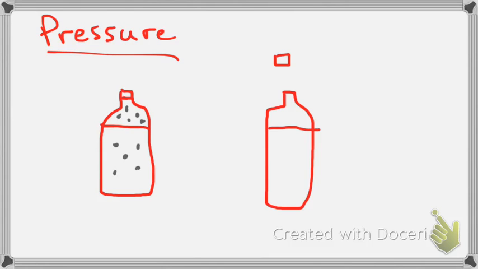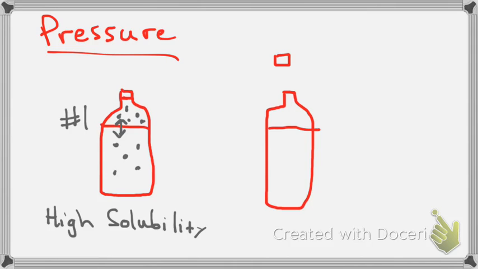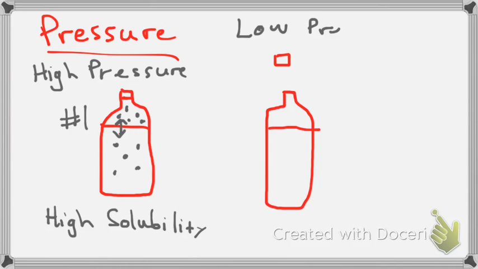Okay. On the other hand, with this first bottle, bottle number 1, the solution is going back and forth, but there's a high solubility because the bottle is under high pressure. Okay. The bottle on the right is under a low pressure because the cap has been removed.